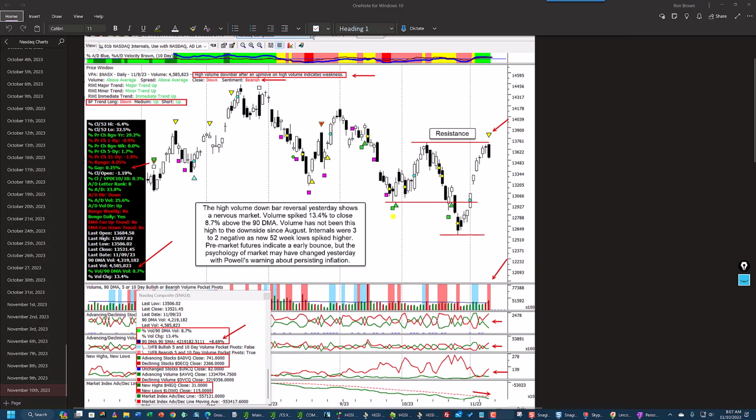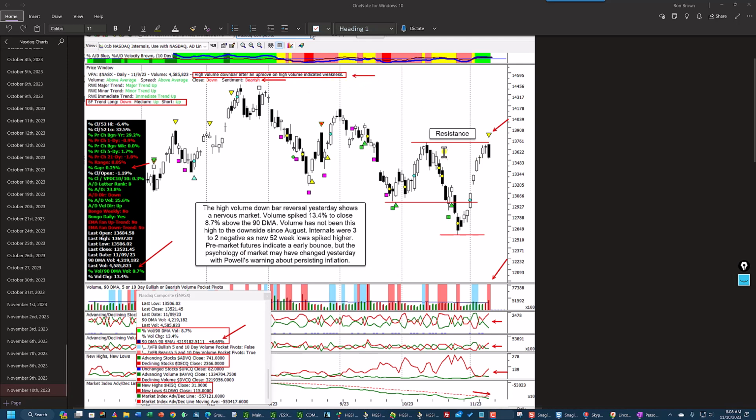Now I'm going to start this with my analysis of the NASDAQ composite. This is what I sent out this morning, and we'll just go over this a little bit. My comments are the high volume down bar reversal yesterday, and you can see the arrow right here and the VPA flag and the comment up here at the top.